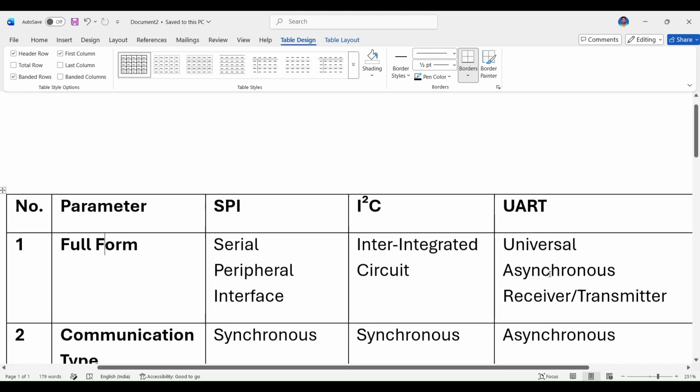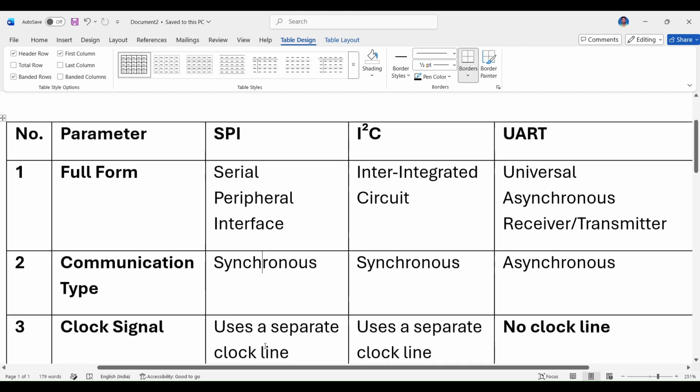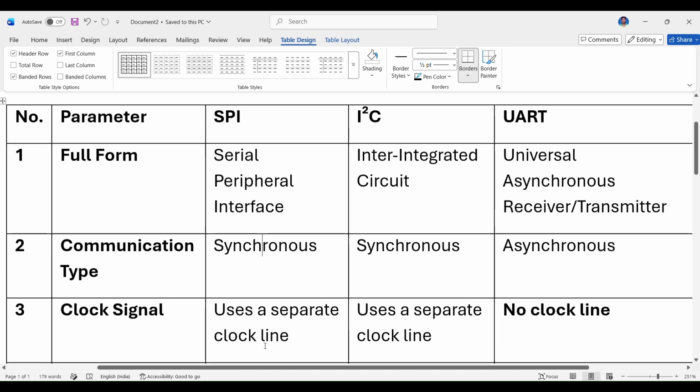Coming to communication type, SPI, the Serial Peripheral Interface, is a synchronous communication type. I2C is a synchronous communication type. UART is an asynchronous communication type. Based on whether the communication type is synchronous or asynchronous, we can say whether a clock is required or not. So let's see the clock signal.